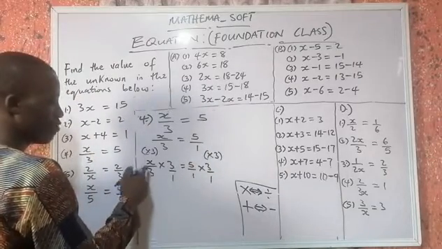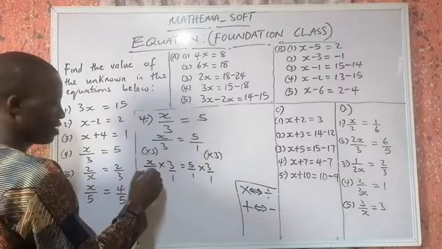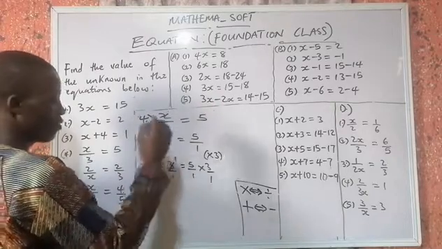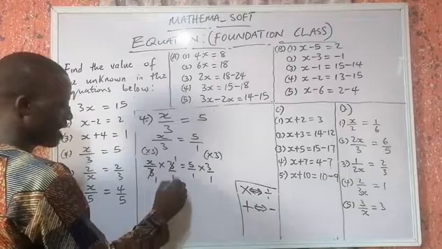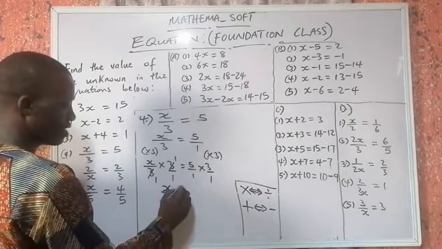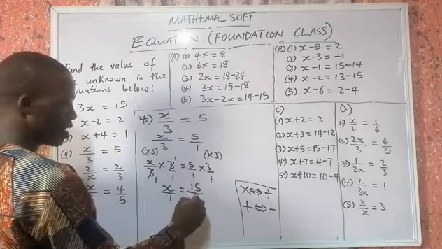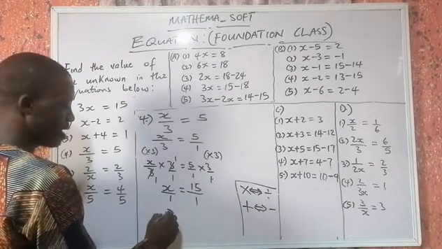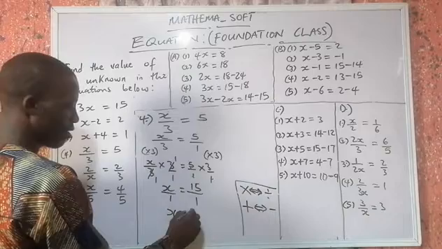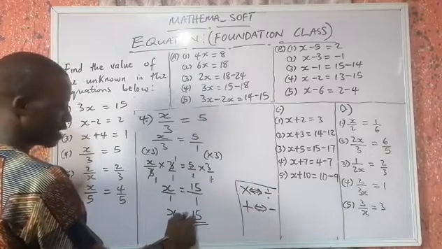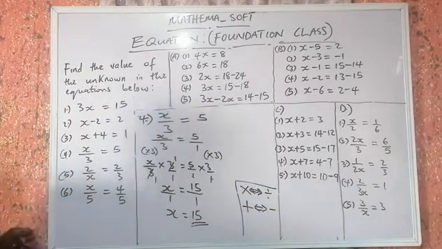X times 3 over 3 times 1. So 3 here 1, 3 here 1. That will remain x over 1 equals 5 times 3, 15. 1 times 1, 1. X divided by 1 is x, and 15 divided by 1 is 15. And this will be our answer.